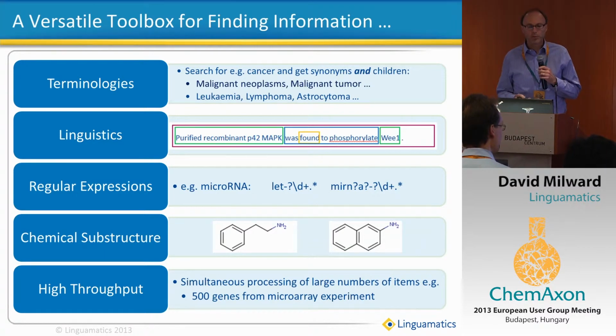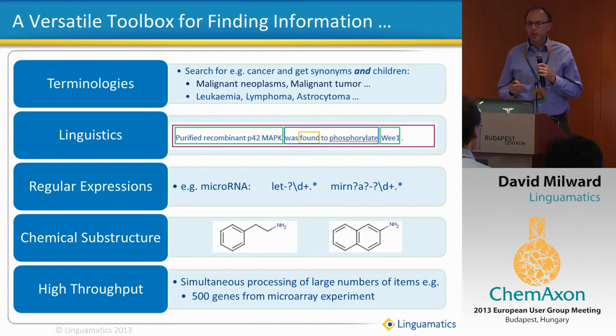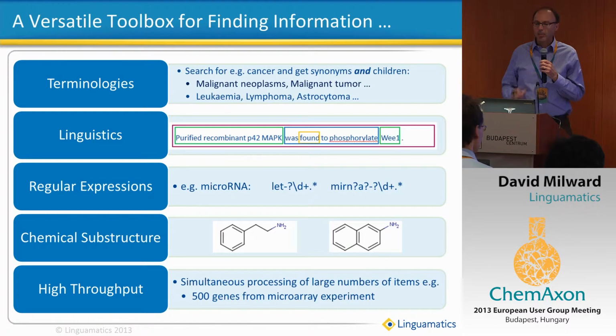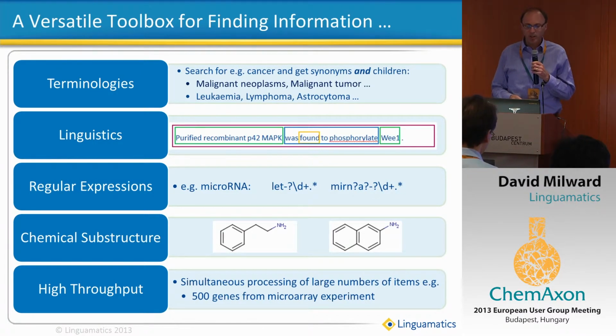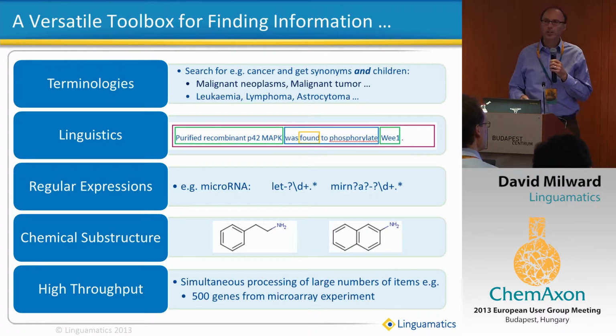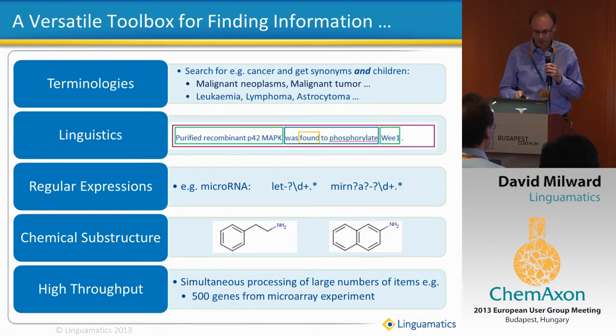You can also use it for wildcards. So you can ask for any relationship between p42 MAPK and Wee1, and the system can tell you that phosphorylates was one of the relationships. There's also scalable regular expression matching, chemical substructure and similarity search, and the ability to do high throughput searches. For example, pull in 500 genes at once and say, for these genes, have a look in the literature and tell us which diseases have already been mentioned in association with these genes.